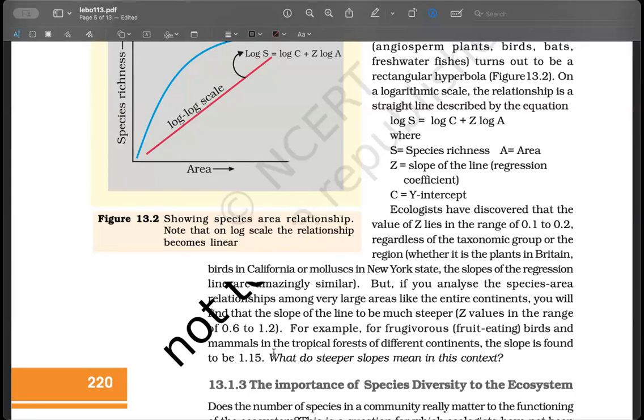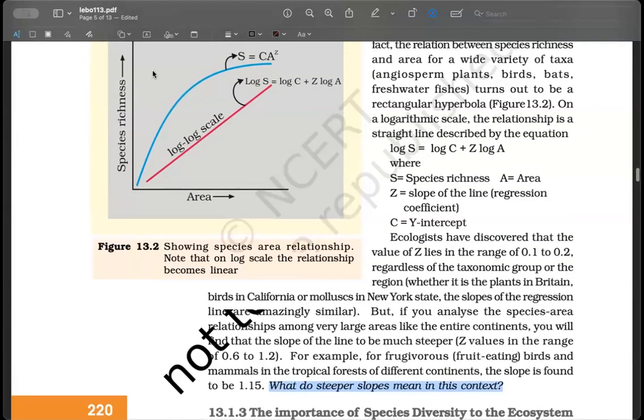Okay. So what do steeper slopes mean in this context? A steeper slope means that with just a small area, more richness. Yes, with just increasing the area a little bit, we got a lot of species, and so richness will increase suddenly. And if it is a sudden increase in richness, then after one point of time it will just settle, because there is a limit on how many species you can find, right?